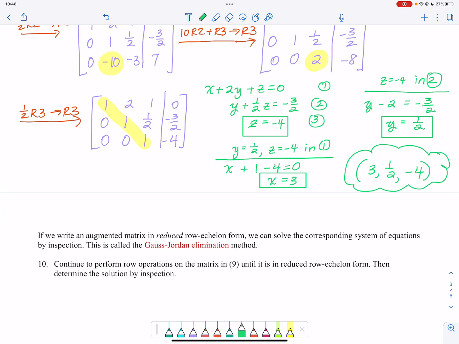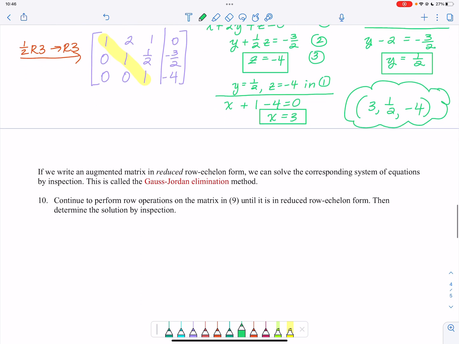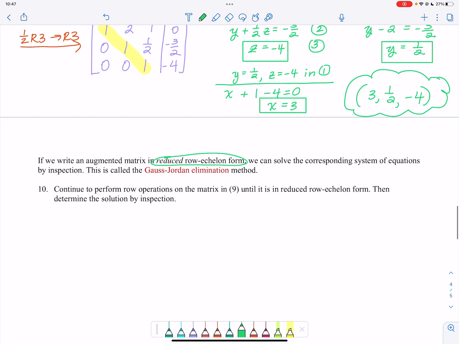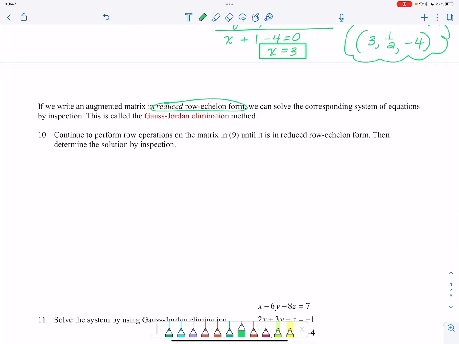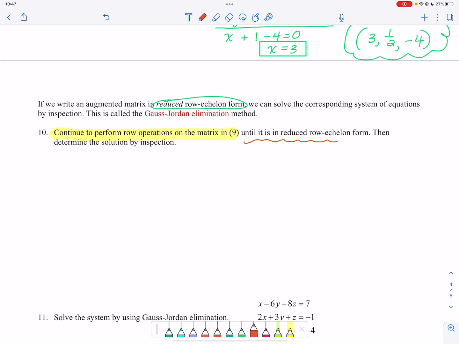Okay, well, what if we would now want to have a reduced row echelon form? So this is called the Gauss-Jordan elimination method. We are actually going to continue to perform operations on the matrix in number 9, until it is in reduced row echelon form. Then we're going to determine the solution simply by inspection. So no substitution will be needed.